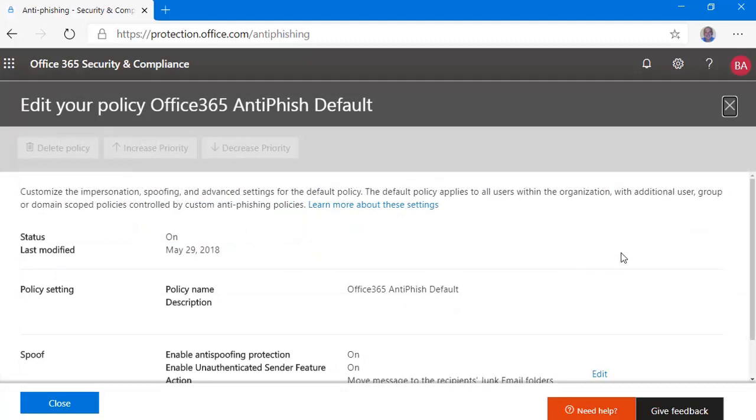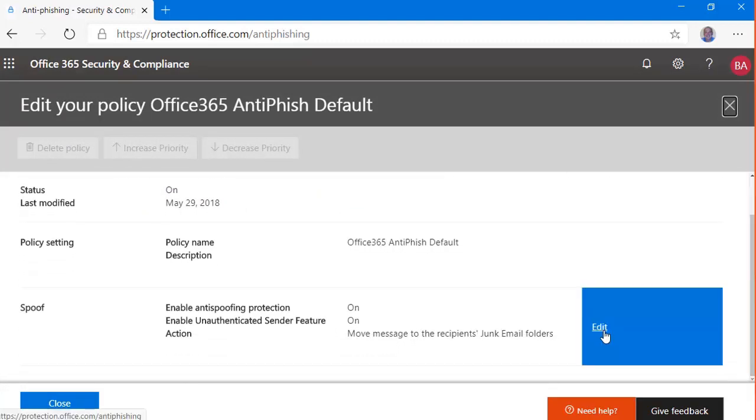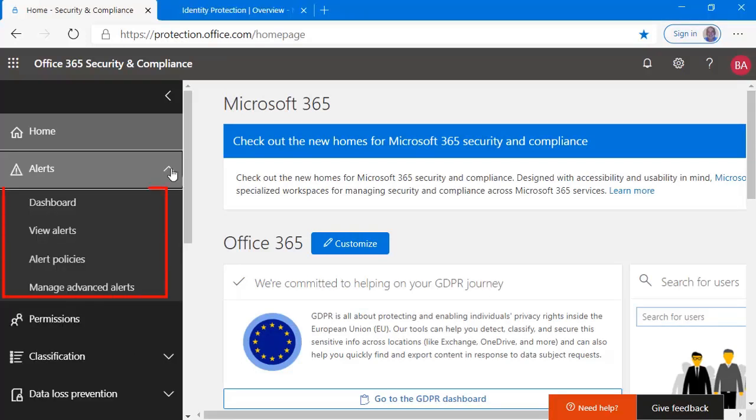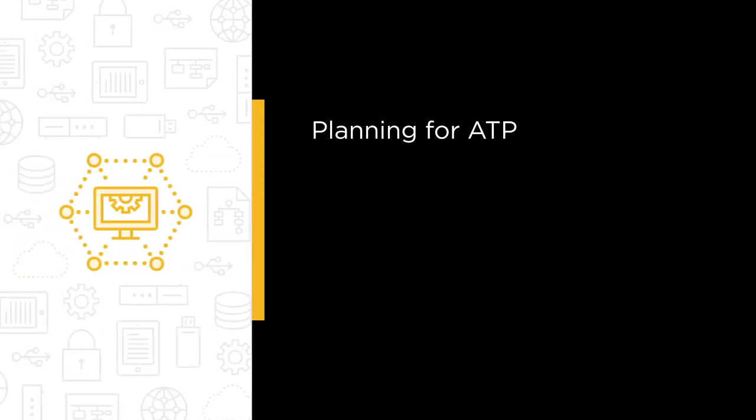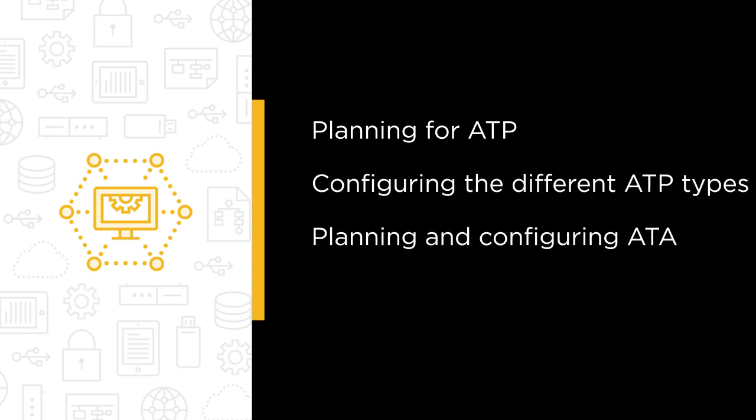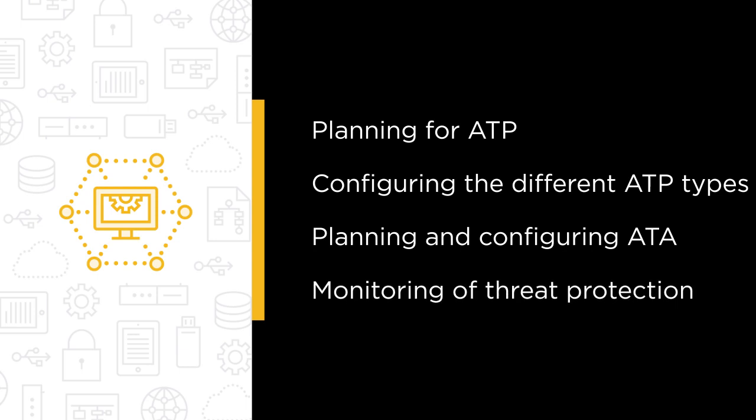We are going to learn about ATA, or Advanced Threat Analytics, a few flavors of ATP, which is Advanced Threat Protection, as well as ways to monitor these threats to help you take the necessary actions. In this course, we are going to introduce, explore, and discuss planning considerations for ATP, configuring the different ATP types, planning and configuring ATA, and monitoring of threat protection in Microsoft 365.